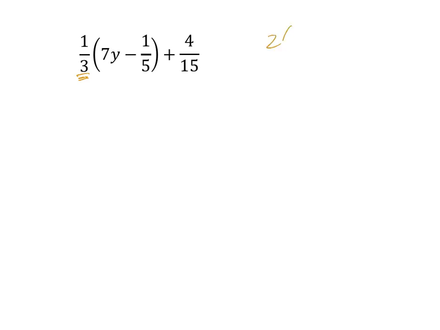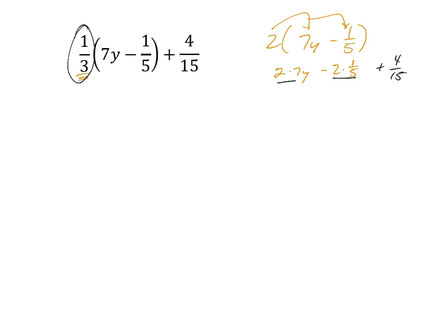If you had 2 times 7y minus 1/5, then you would look at that and say, well, I'm just going to multiply the 2. And then you'd say, well, I have 2 times 7y minus 2 times 1/5. And you might get a little nervous with that minus 1/5, and then you'd go ahead and add the plus 4/15 over here to the edge. But you would have distributed the 2, right? So this isn't a 2, but we're going to do the same thing with it.